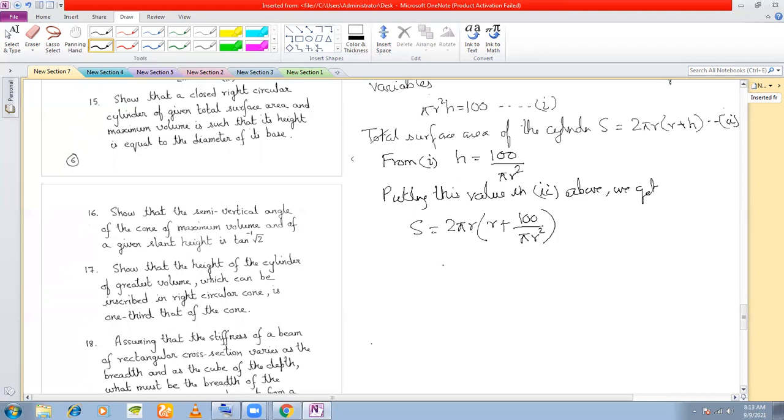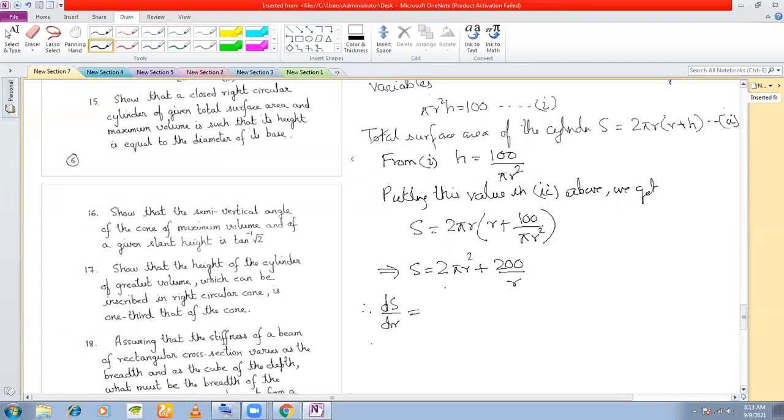Now you multiply throughout. It's equal to 2 pi r square plus 200 by r. Okay. This is the expression for S. Now it contains only a single variable r. So we find out ds dr.